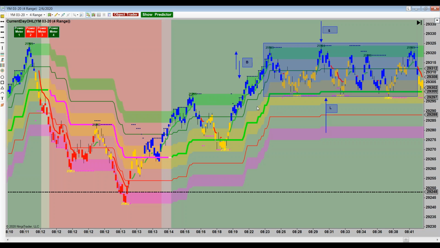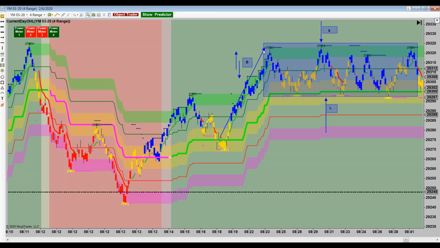Time's up. The correct answer is long. Let me explain why. First of all, we have a green background. We have higher highs and higher lows. We have predominantly blue bars. The mid-band and all the bands are stair-stepping up, so it's very clear that we are in an uptrend.